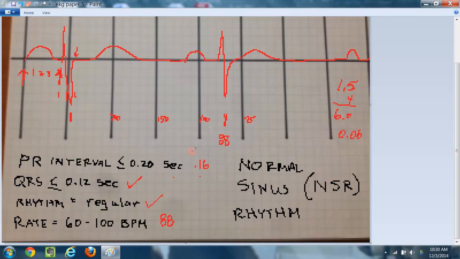So again, normal sinus rhythm. The rate is 60 to 100 beats per minute. The rhythm is regular. The QRS is under 0.12 and the PR is under 0.2.